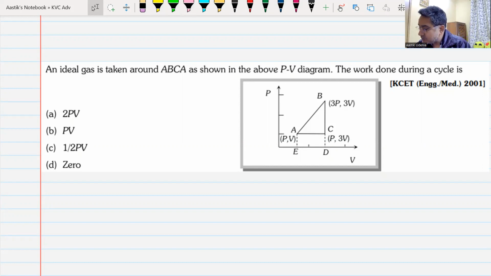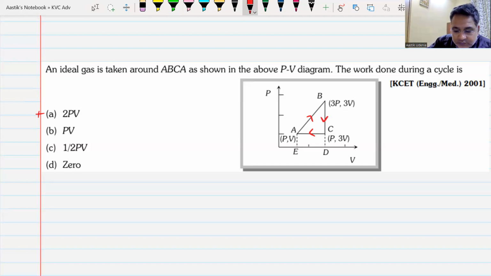The cycle is AB, so I will just write the cycle AB, BC, CD. So it's a clockwise cycle, so it will be plus 2PV. Do we understand this? Yes or no? Yes, sir. Everyone understands this? Okay. Let me now give you this question.